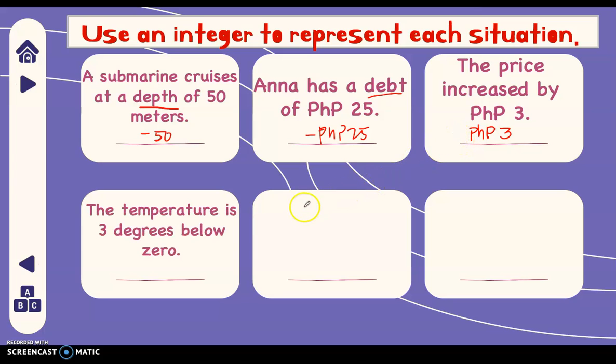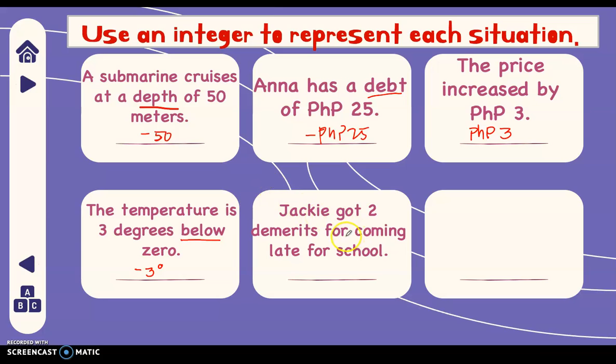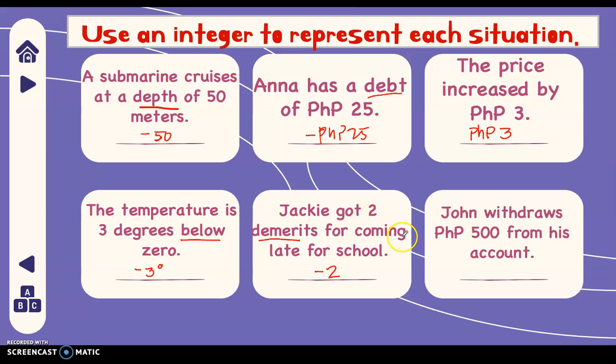Next, we have the temperature is 3 degrees below zero. Below zero means negative, so we write here negative 3 degrees. Jackie got 2 demerits for coming late for school. Demerits is negative, so that means it's -2. Next, John withdraws 500 pesos from his account. When you say withdraw, it represents also negative because you get money from your bank, then that is negative 500.